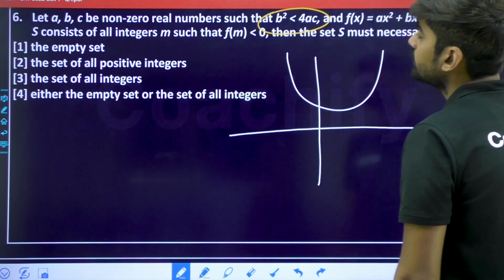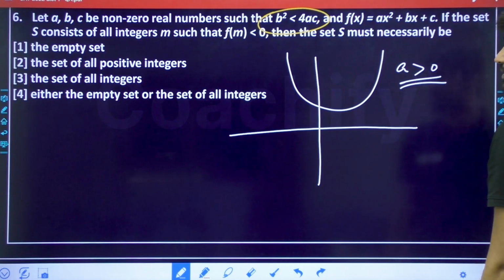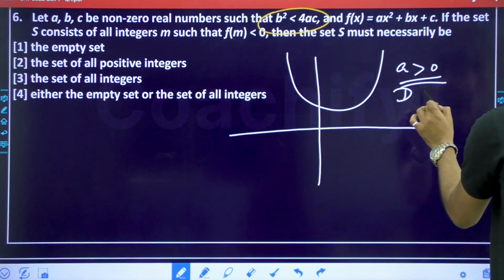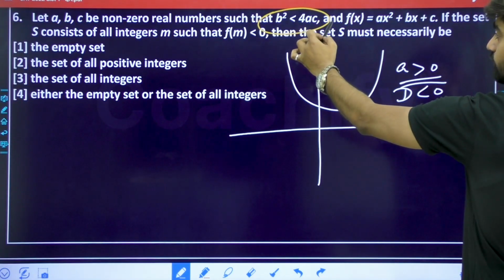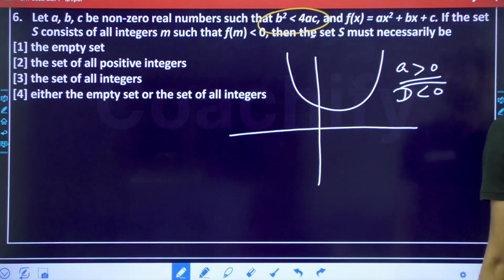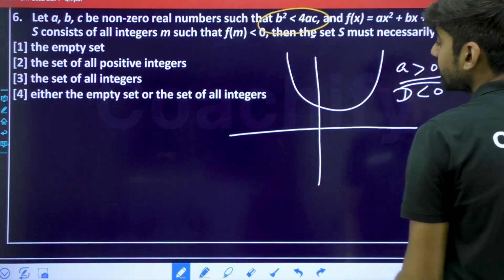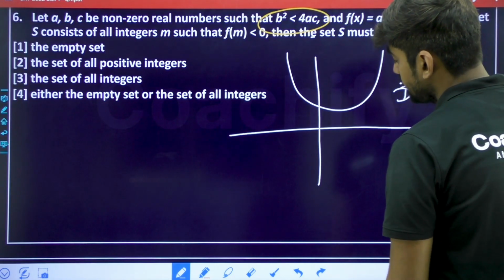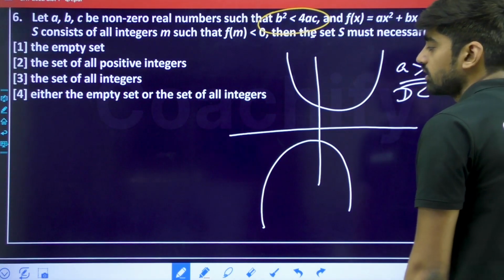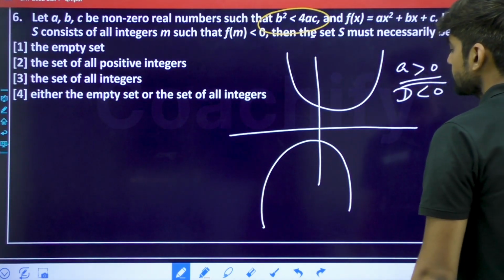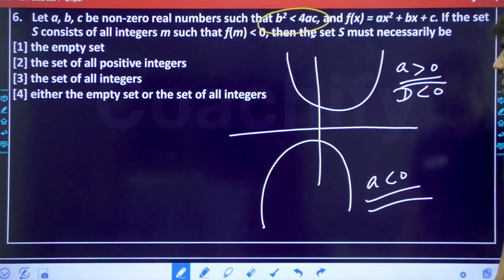When the curve opens upward, the value of A is greater than 0, and since my discriminant D is less than 0, which can be inferred from here, my curve will not touch or cut the x-axis at all. This is one case. Or the other case possible is my curve can open downward and not cut or touch the x-axis at all. So when it opens downward, my value of A is less than 0.